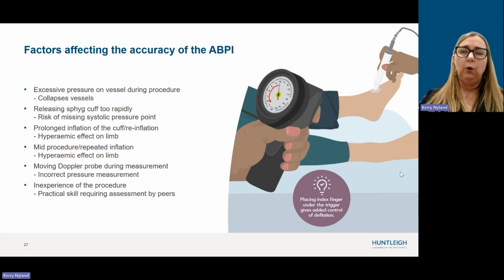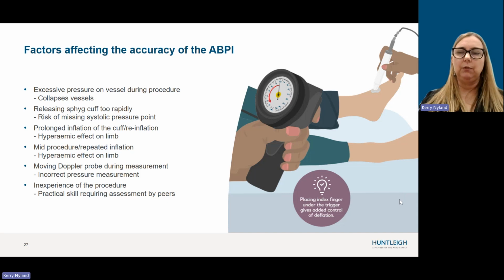Prolonged or repeated inflation of the cuff can cause venous congestion, and that can make it more difficult to hear the sounds and affect the accuracy of the readings. If there's any uncertainty during the procedure, just deflate the cuff completely, move on to the next limb and come back to it. Give the limb a chance to rest and recover.